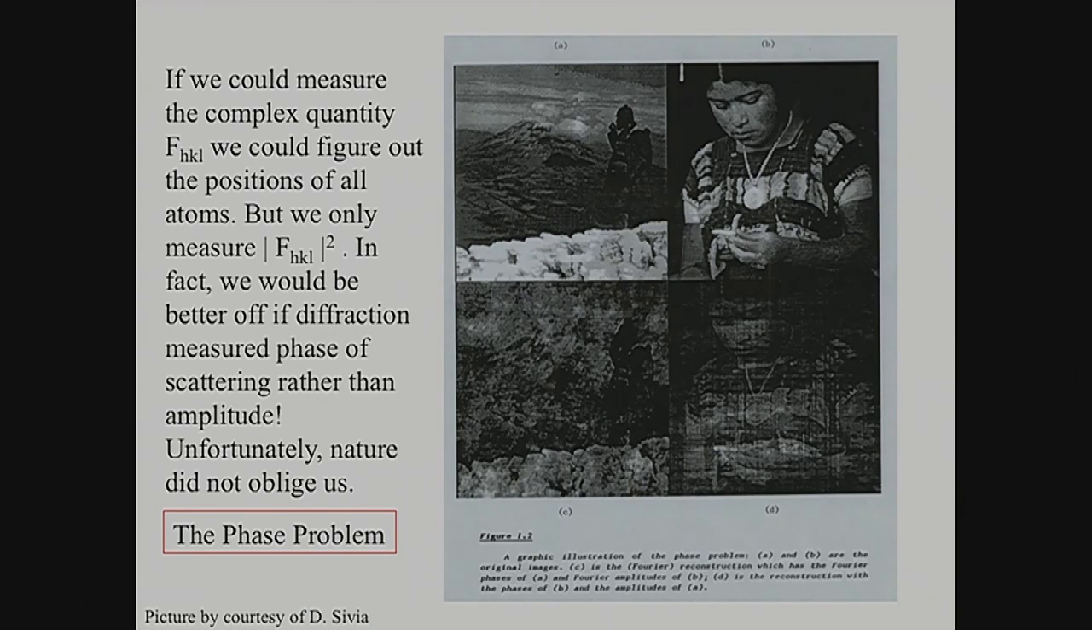So it's a squared quantity. You have only information about the amplitude. You do not have information about the phase of the scattering. Right? Is that bad or is that good?